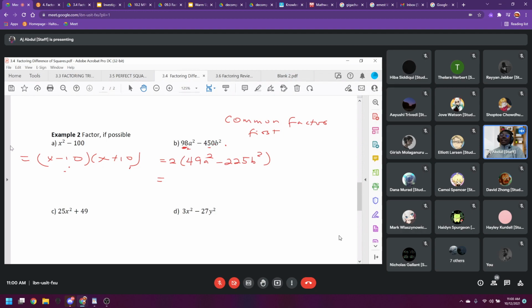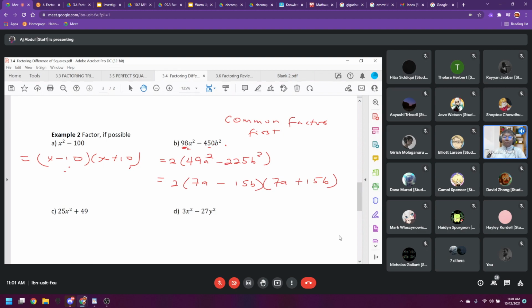So once I common factor it like that, now I can see that it actually reveals a difference of squares, because I can square root 225 and I can square root 49. When I square root 49, I get 7a. When I square root 225, I get 15b. So that is what we will get there. So you see, before common factor, it will look like it's not, but then you have to look at it, okay, so let's common factor it first and see what we have left. And then we will see if it's a difference of squares and factor it that way.